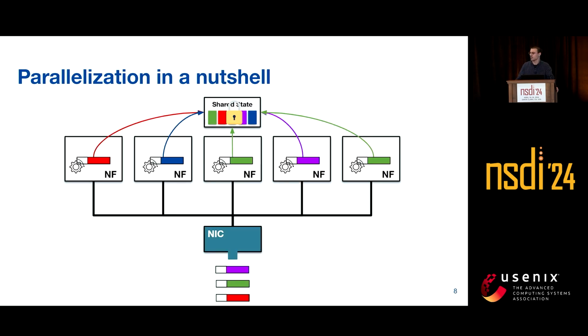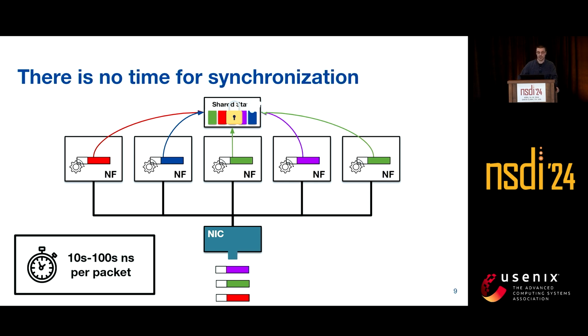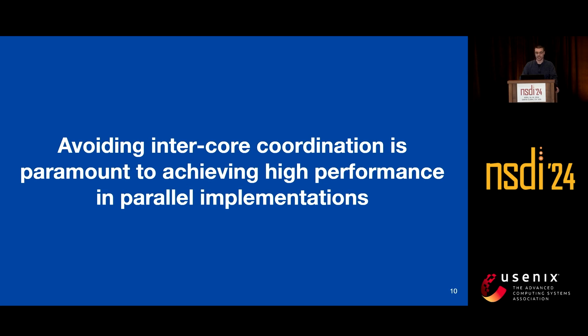So this begs the question, how do we typically parallelize a network function? Typically, we parallelize a network function by running the same network function instance on each core and having the NIC receive traffic and distribute it among those cores. Here we represent packets accessing the same state or belonging to the same flow with the same color. And because cores can receive packets from any color, they really need synchronization to this shared state that persists across packets. But this is a problem because when we're dealing with 100G links, we have only tens to hundreds of nanoseconds of processing time per packet, which we cannot really meet with synchronization. So we really need to avoid inter-core coordination to achieve high performance in parallel implementations.